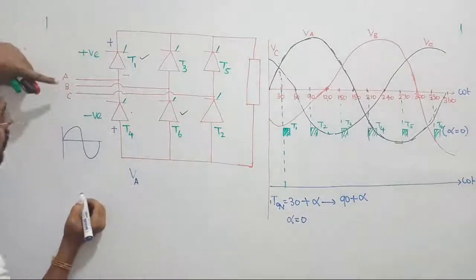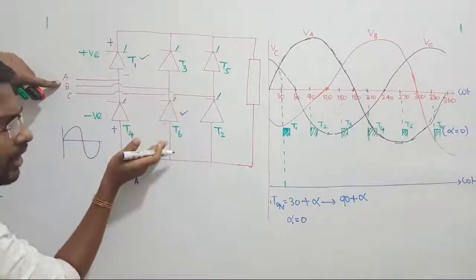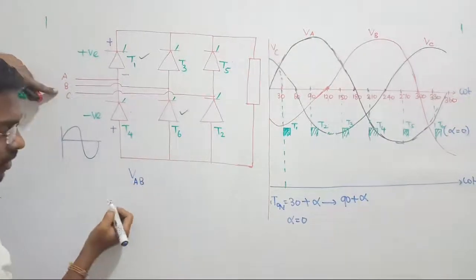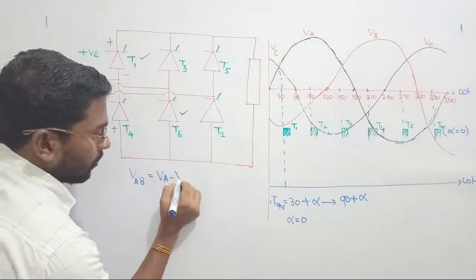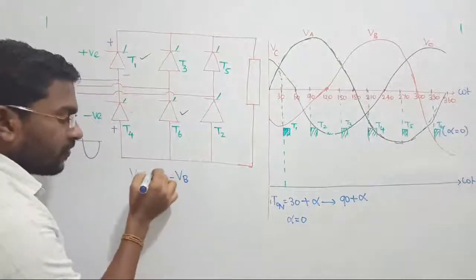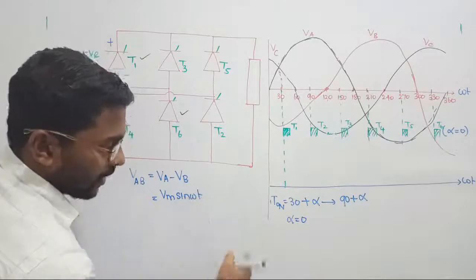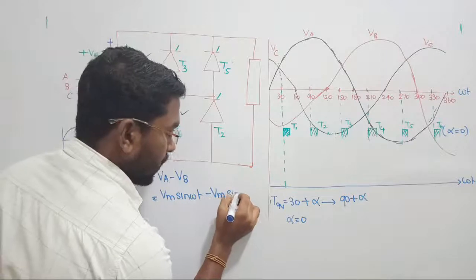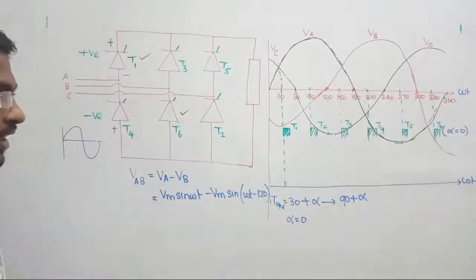consider positive voltage: VA is positive. With this we are triggering T6, which is the lower leg, so we have to consider the negative voltage. So B is negative. We are measuring VAB, and VAB is known as VA minus VB. So how can we write it? Phase A voltage can be written as Vm sin omega t, minus phase B voltage, which can be written as Vm sin(omega t minus 120 degree). Yes or no? Exactly, that is true, right?